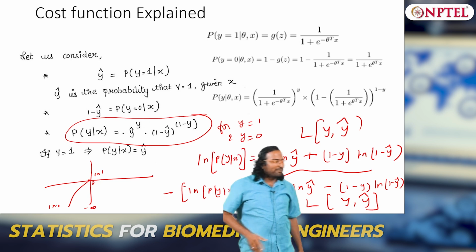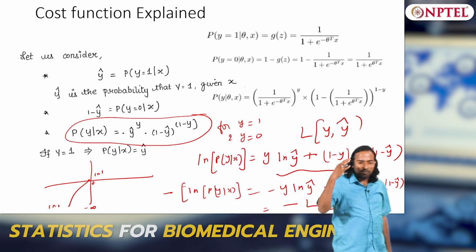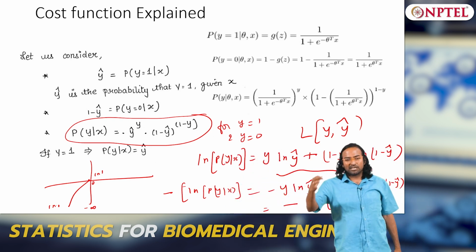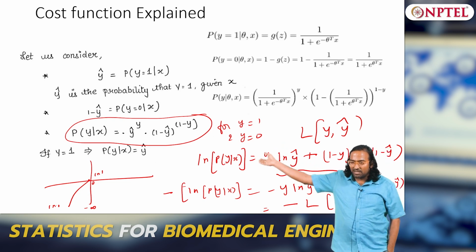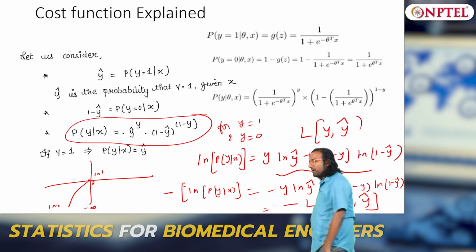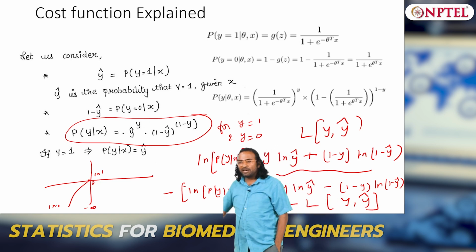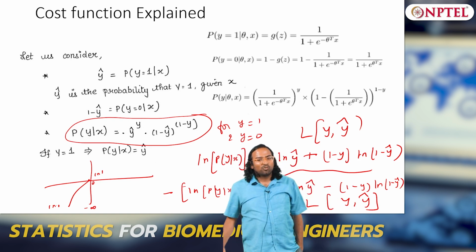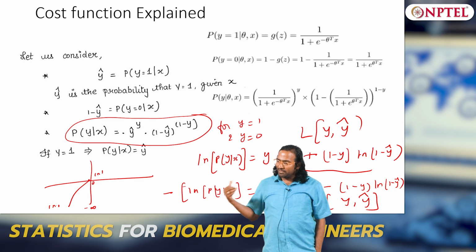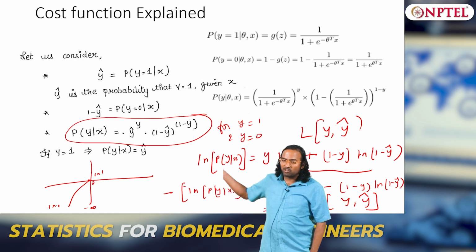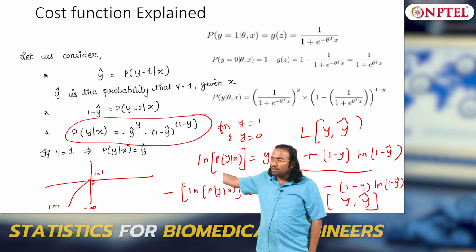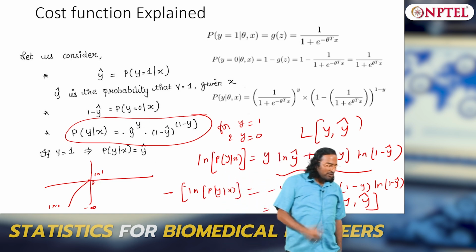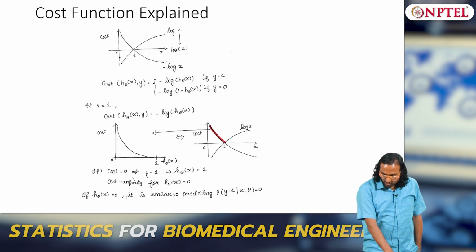They may do weighted mean square, but in a classification problem the standard objective function is the cross entropy function, which is nothing but minus y log y hat minus (1 minus y) ln(1 minus y hat). This is what we derived actually. I also showed you how this function comes about, starting from the sigmoidal function. So this is my cross entropy function. Why does this make sense? I will show you graphically.